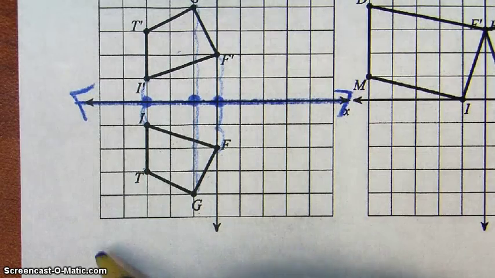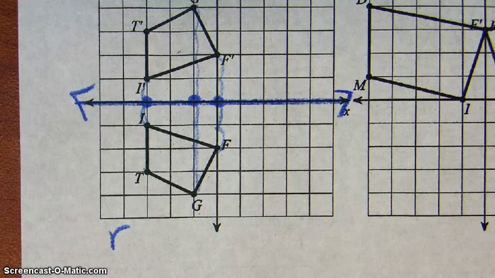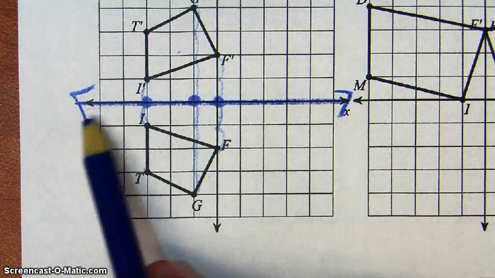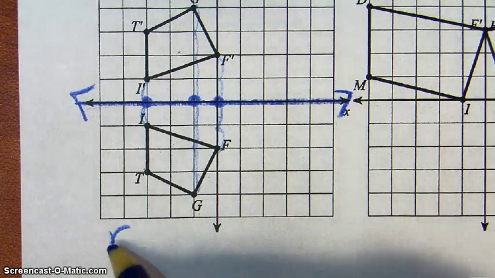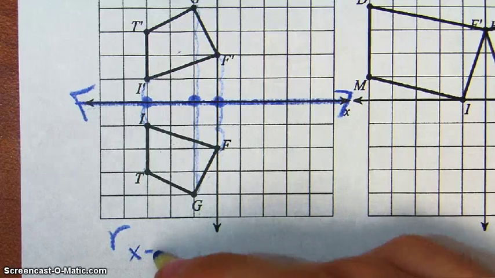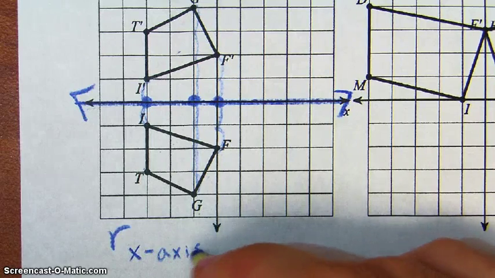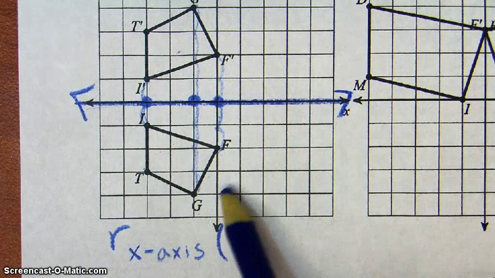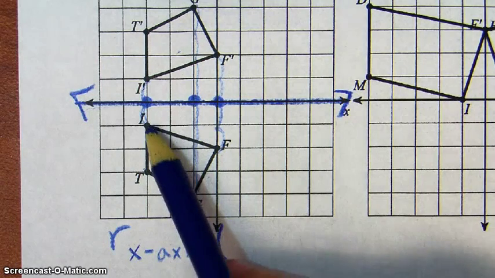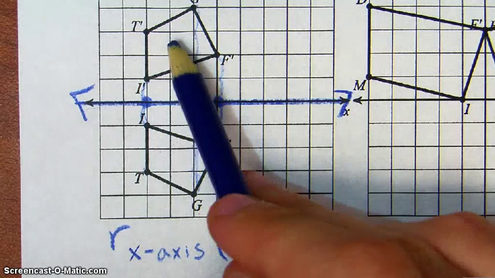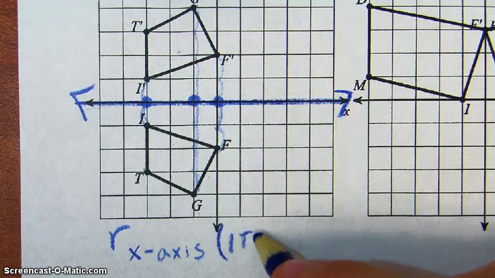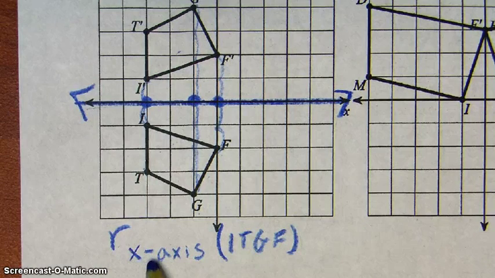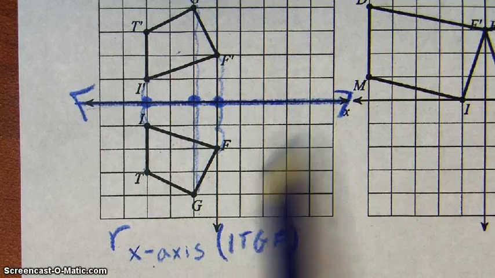Well, first we use a small r to show that we're doing a reflection. Then we've got to think about how do I name this line? Well, that line we've drawn is the x-axis, so we'll write x-axis as a subscript, kind of smaller down below the r. And then lastly, we'll add some parentheses with the points that I am transforming or reflecting here. So I reflected I, T, G, and F to get this new image, so I'll write down I, T, G, F. So again, this says reflect over the x-axis, I, T, G, F, and that's exactly what we've done here.